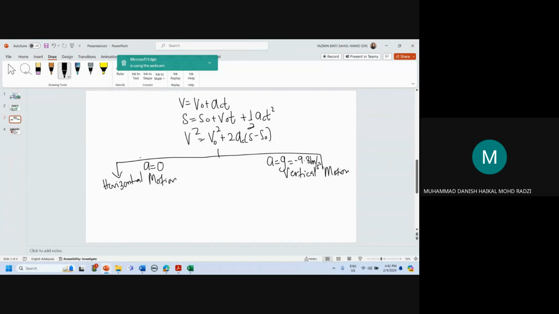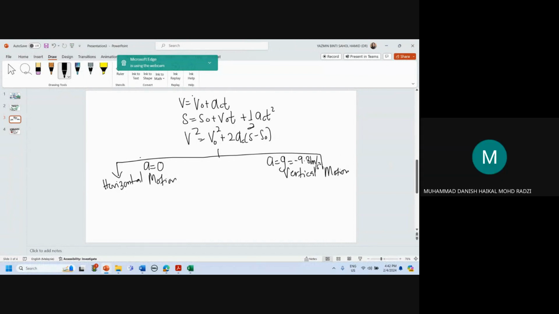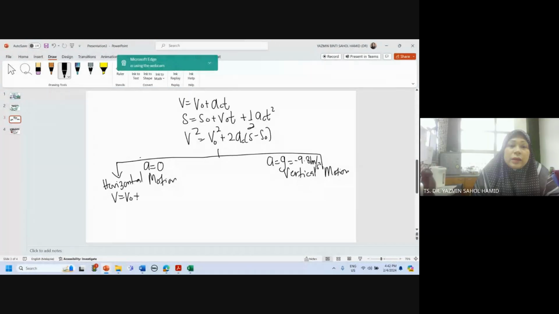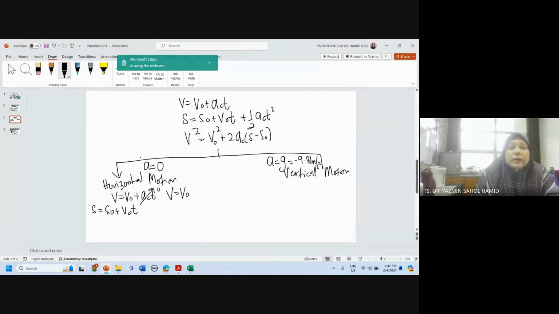Okay, good. So now what we need to do is reuse the above formula to write the new formula. So what would it be? V equals V naught plus a t. But because the acceleration is zero, you are left with V equals V naught. Same goes for the second formula, S equals S naught plus V naught t plus half a t squared. Because acceleration is zero also, this becomes zero. So you're only left with S equals S naught plus V naught t.